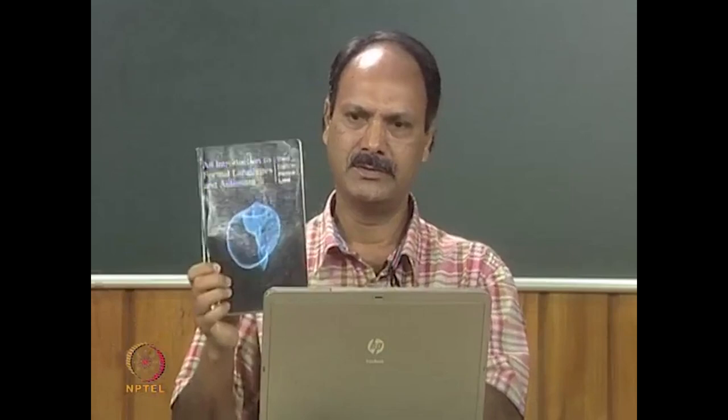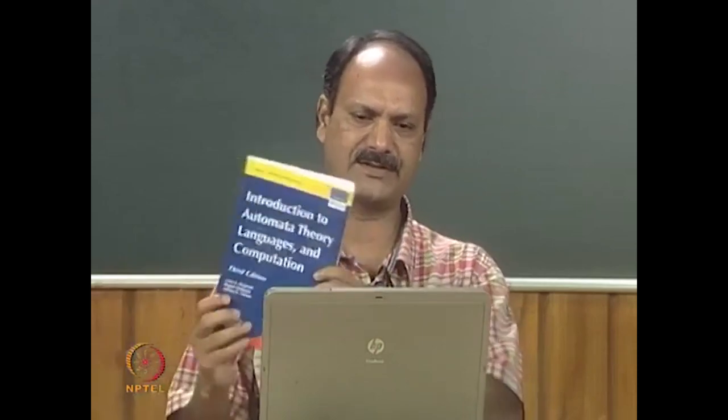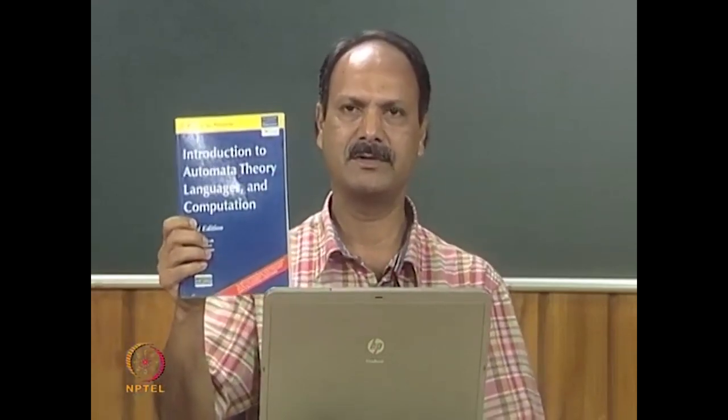Then another book, by Lewis and Papadimitriou, Elements of the Theory of Computation, is a very classical book. Then Sipser, Introduction to the Theory of Computation, is another good book. Then we have a book by Peter Linz, which discusses a large number of examples, may be useful for many of you. Then the book by T. A. Sudkamp, Languages and Machines: An Introduction to the Theory of Computer Science. This book first discusses grammars, languages, and then automata. So, whenever you have any doubt, you can refer to any one of those books and get clarification.